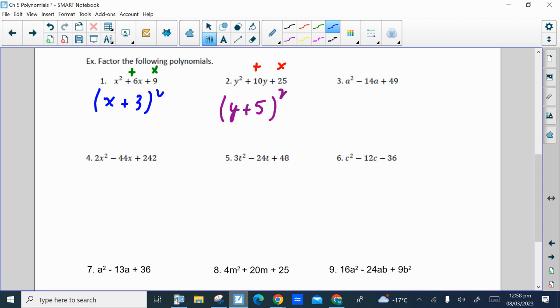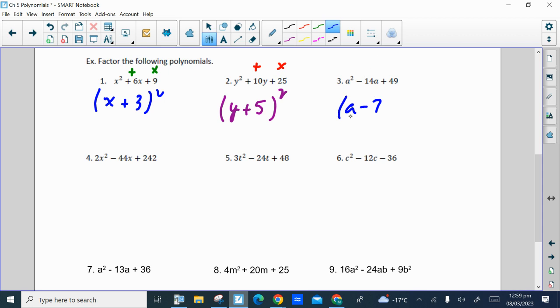Question 3. Looks like it might be a perfect square trinomial because the first term is a perfect square. The square root of a squared is a. The last term is also a perfect square. The square root of 49 is 7. But then you also have to multiply them together and double and get the middle term, which you do. A times 7 is 7a, doubled is 14a.